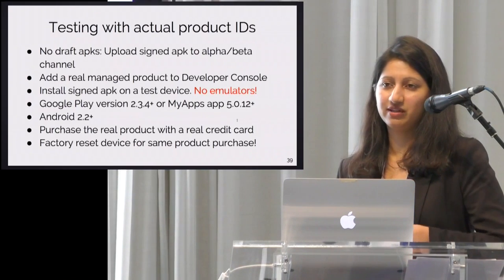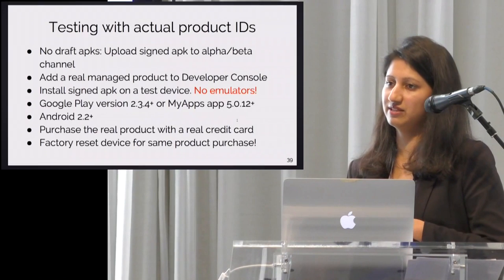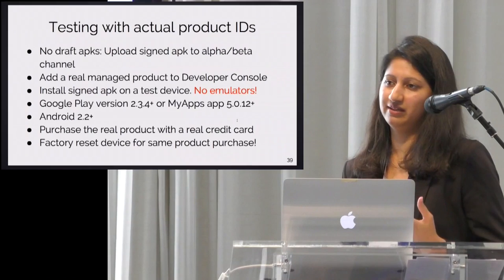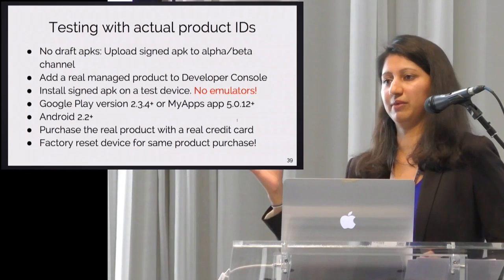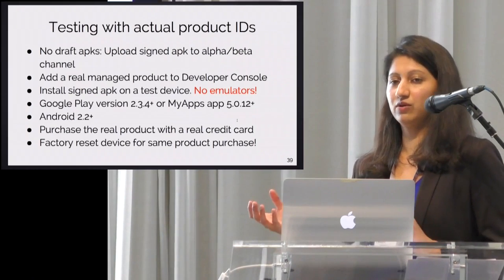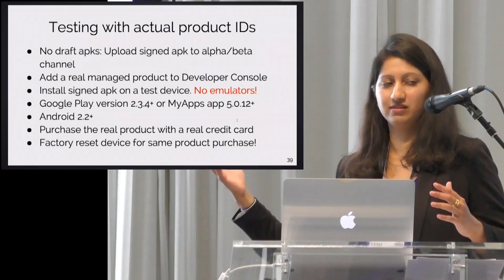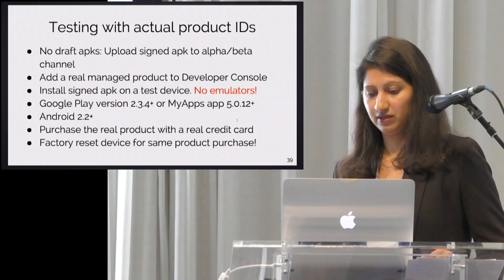And if you want to buy the same product again, you have to factory reset the device because Google thinks you own it. It's like you already own this product, you can't buy it again. So one way to go about it is to factory reset the device. Another way is to create more fake products out on the Play Store.